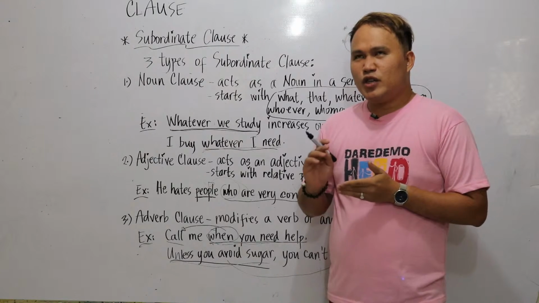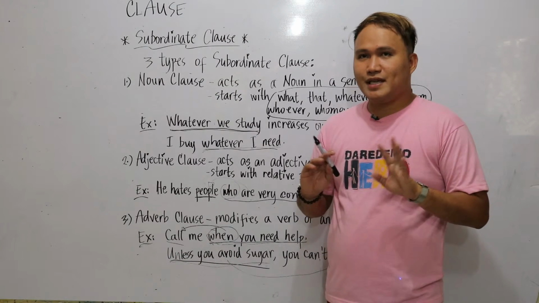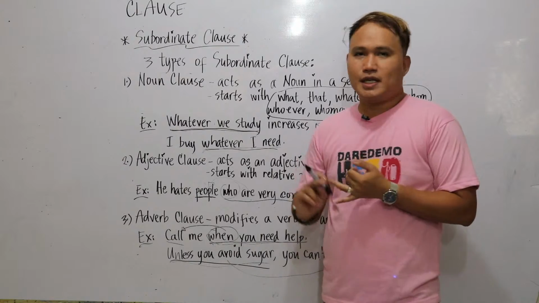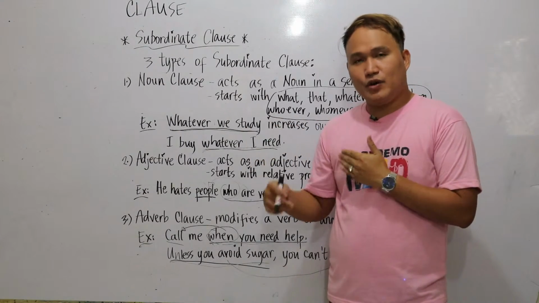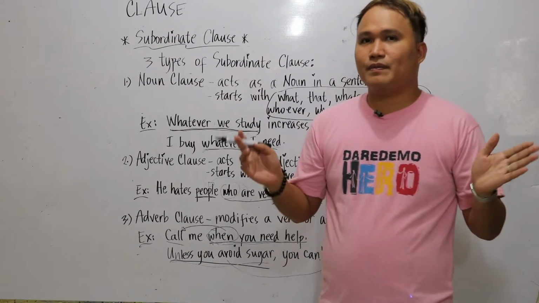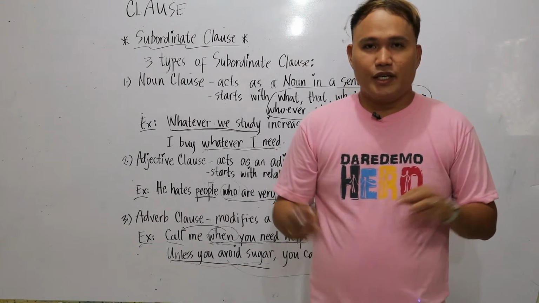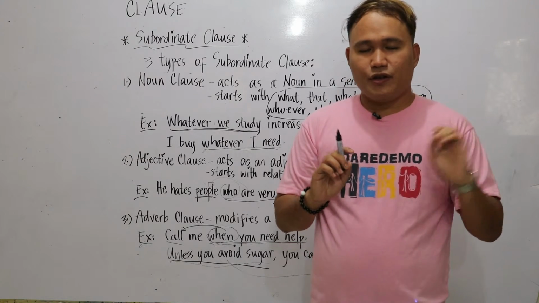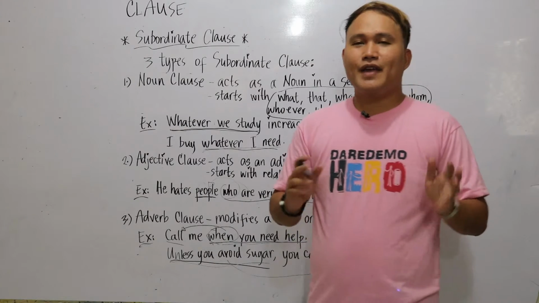So it usually starts with conjunction. Alright, so we do have several types of conjunction. We have coordinating conjunction, we have correlative conjunction. Later on we will discuss that one in my coming videos. So that's it. Adverb clause usually starts with different kinds of adverb and conjunction. It usually connects with another clause using conjunction. Okay, there you have it.